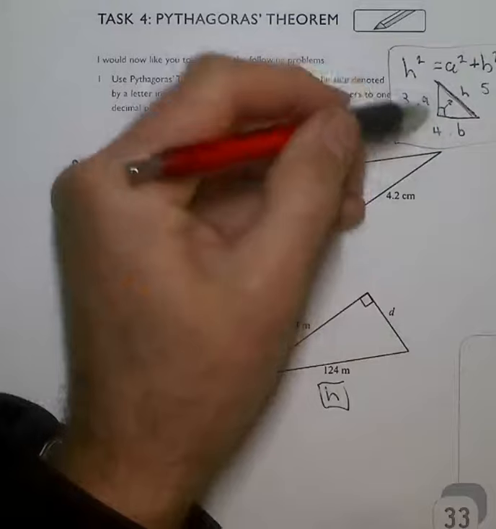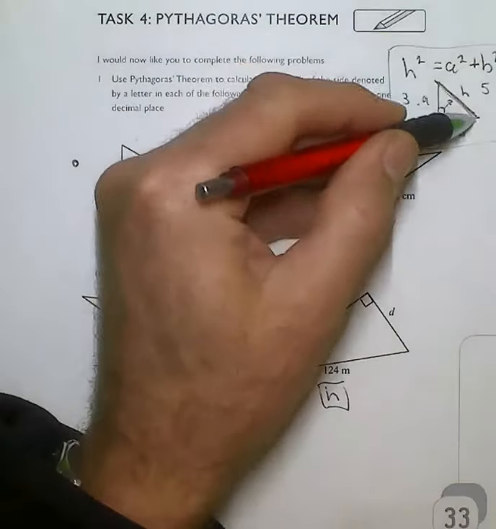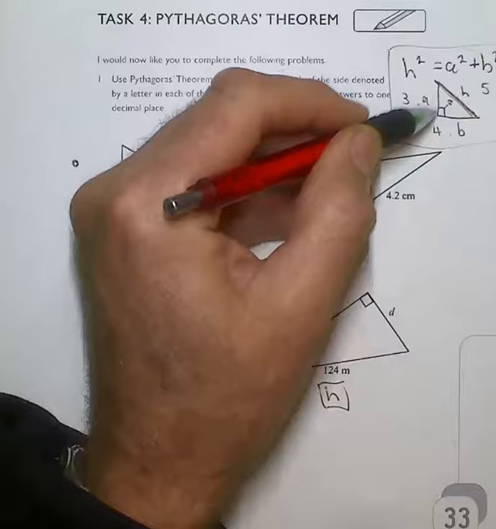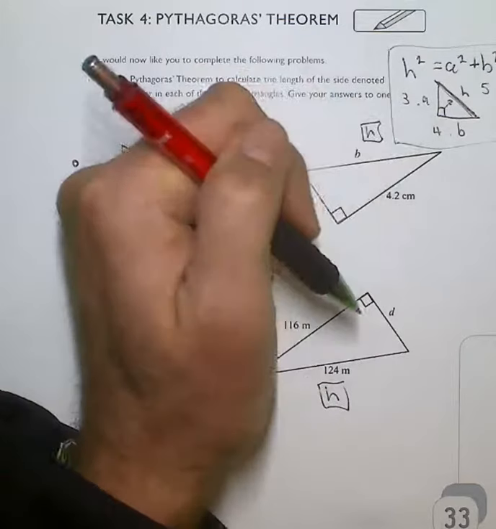Now, builders quite often use this if they want a 3, 4, 5 to guarantee a rectangle. So what they'll do, 3 meters of string, 4 meters of string. If that third side is 5 meters, they've got a guaranteed right angle.